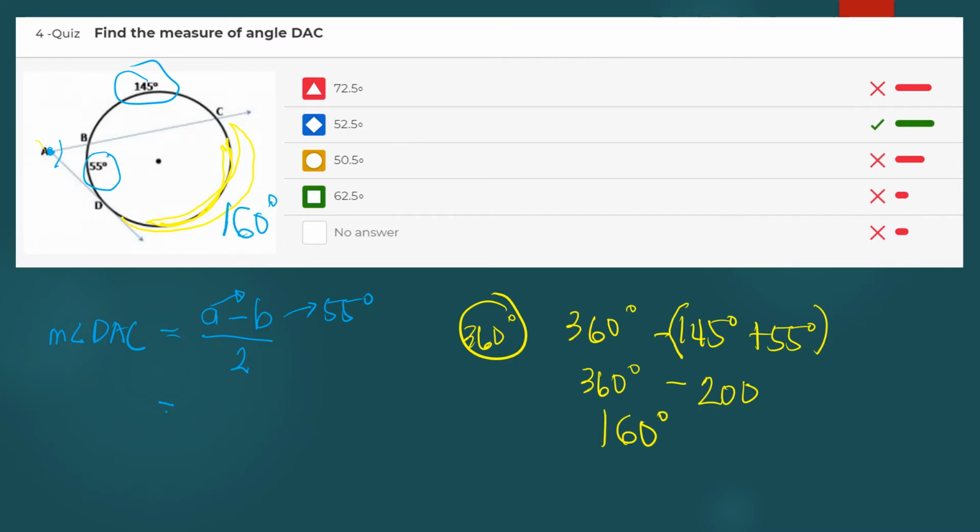Okay, so solving for this one, the value of A is 160 degrees minus 55 degrees all over 2. So, 160 minus 55, that will be 105 degrees, divided by 2, that will give us a value of 52.5 degrees, and that will be this answer.